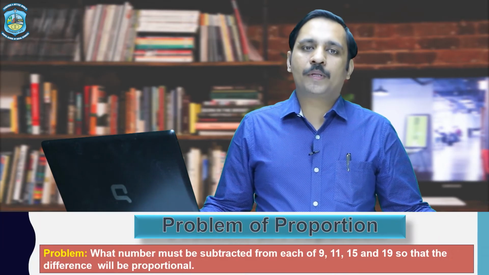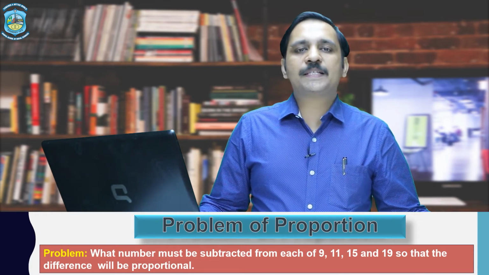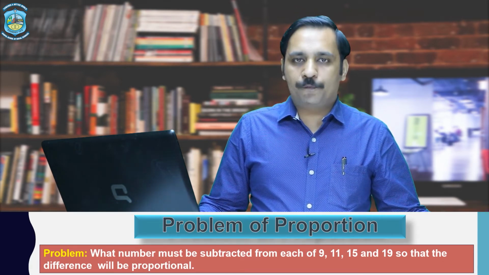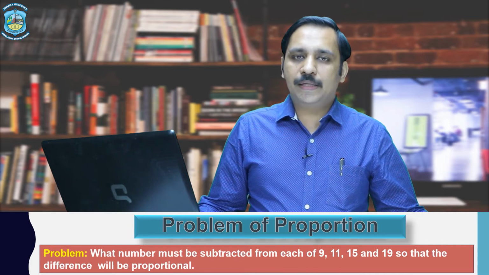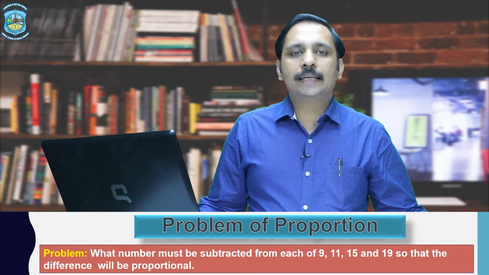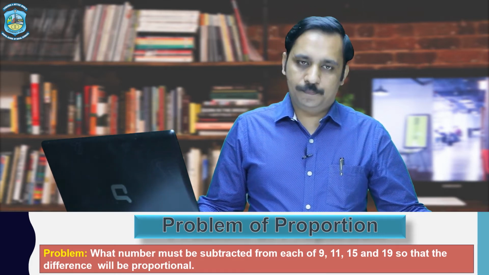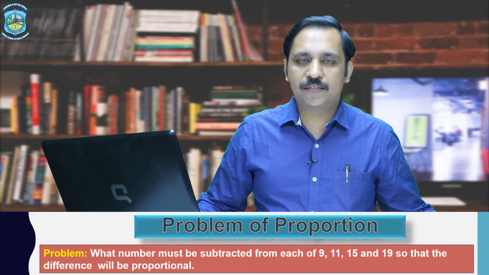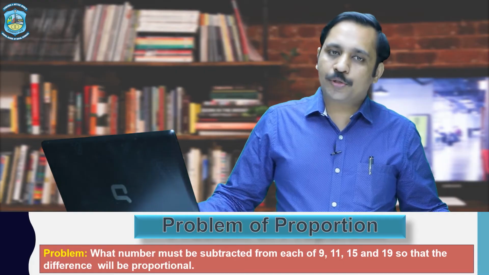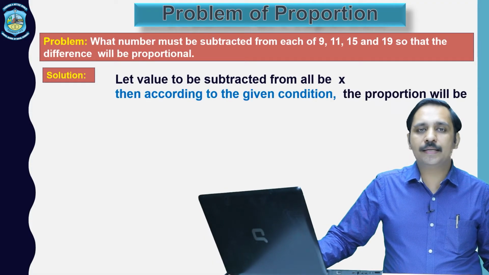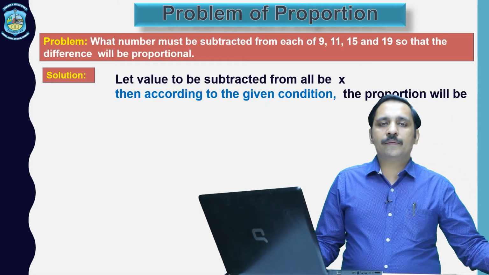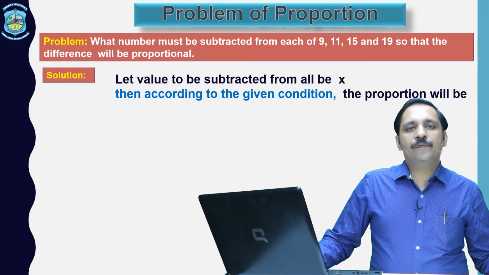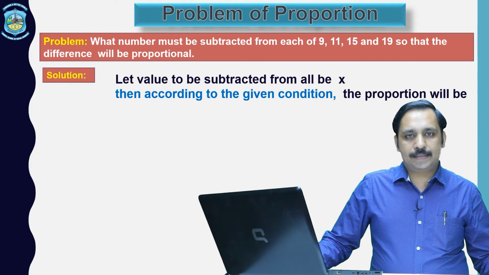The next problem. What number must be subtracted from each of 9, 11, 15 and 19 so that the differences will be proportional? We have to find the equal amount that must be subtracted from all of these values. Let us see the solution. Let the value to be subtracted be x. So whatever is the unknown value, we first have to substitute it. So we have substituted that value to be x.